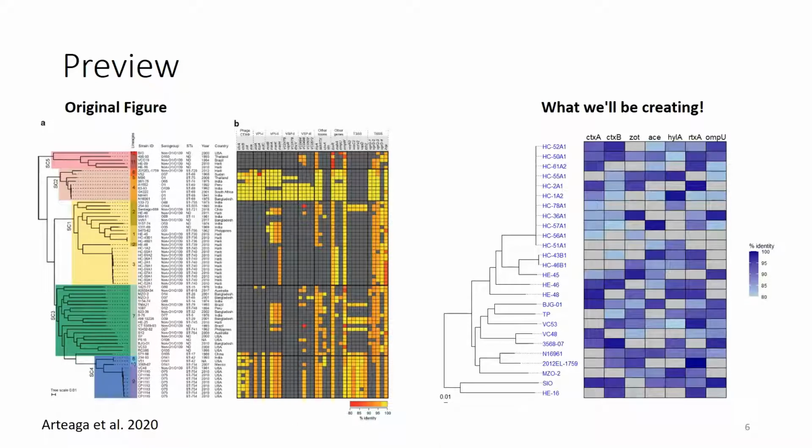What we'll be creating contains some of the same elements, just a little bit more basic. So it's got the tree element, the tip labels with a little bit of the metadata information, and a heat map.